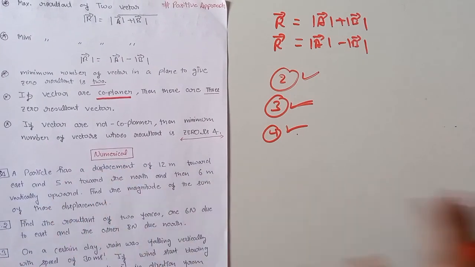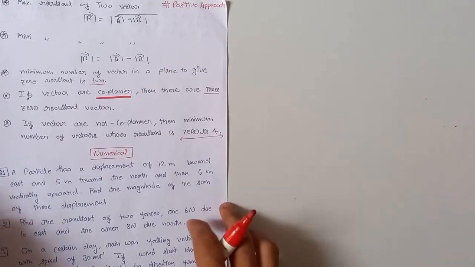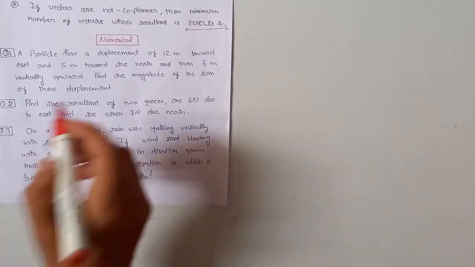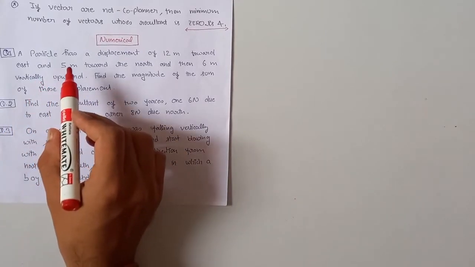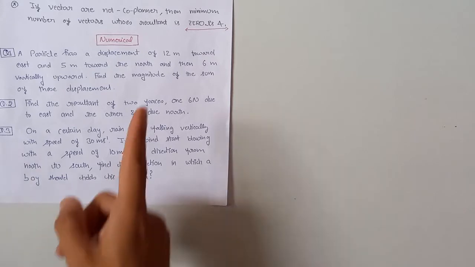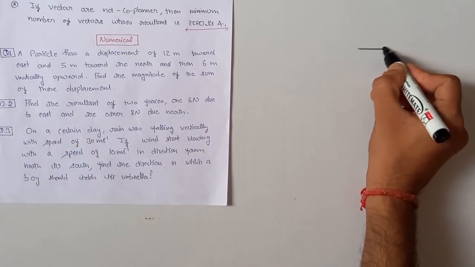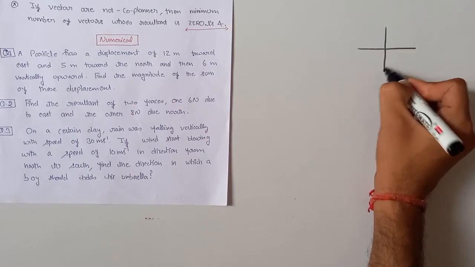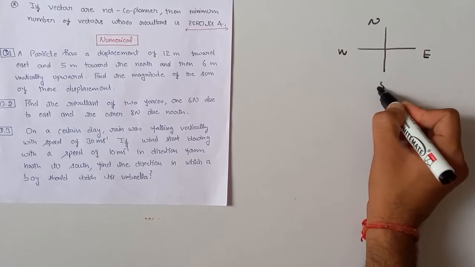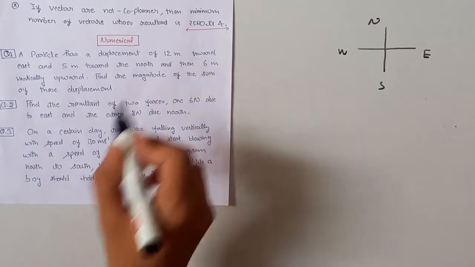Now let's do some numericals which are very important and based upon these formulas. What is our first numerical? If a particle has a displacement of 12 meter toward east, let this side be east, this west, this side north, and this south. The particle has a displacement of 12 meter toward east.